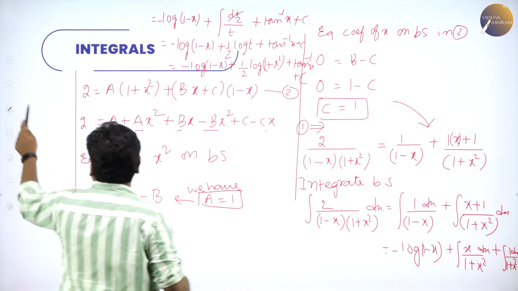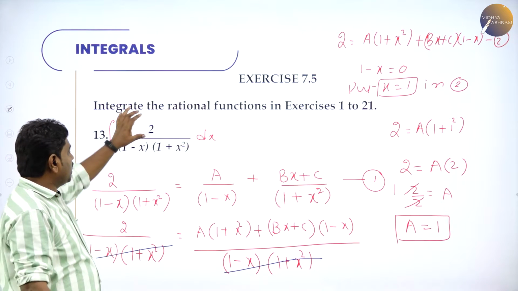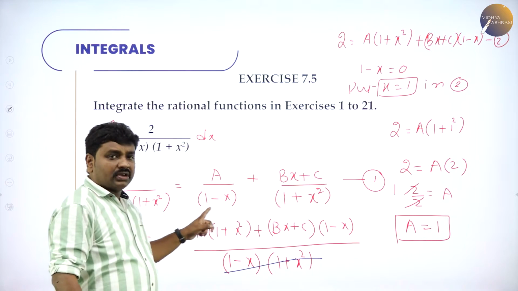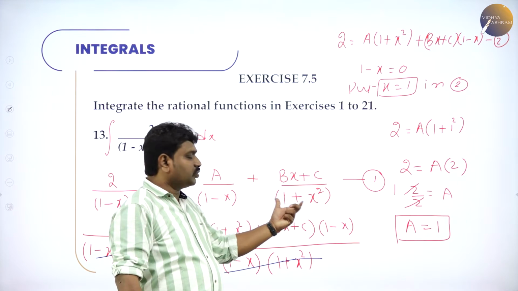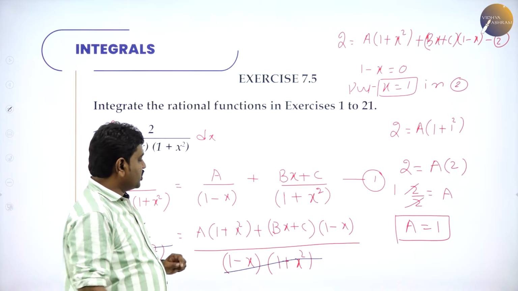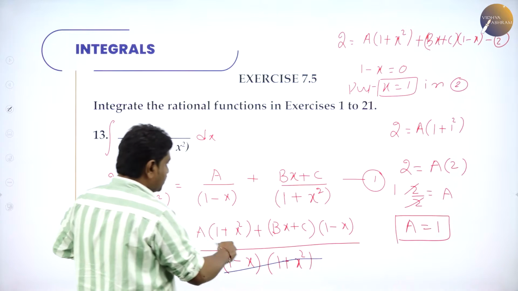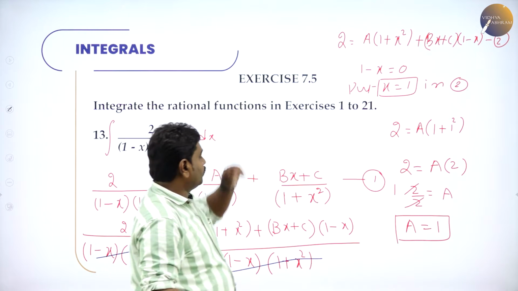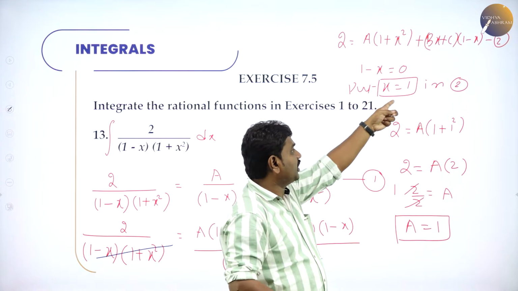That is repeated factor, a factor with which we cannot factorize. So a by first factor, linear equation, plus bx plus c by second factor. This is the way to split this. Now take LCM. What is the LCM? Product of these two. Cross multiply. Then the denominators cancel. Call it equation 2. First factor equated to 0. That is 1 minus x equate to 0. You will get x value. What is x?